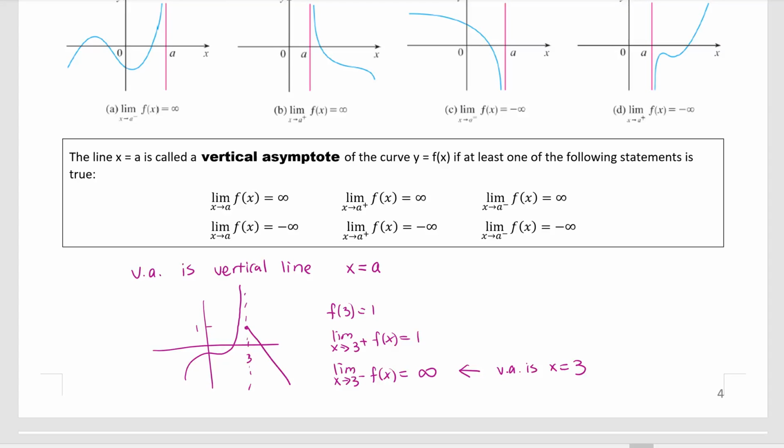So it is not necessary to require that f is not defined at 3. The f can be defined at 3. So be careful with that.